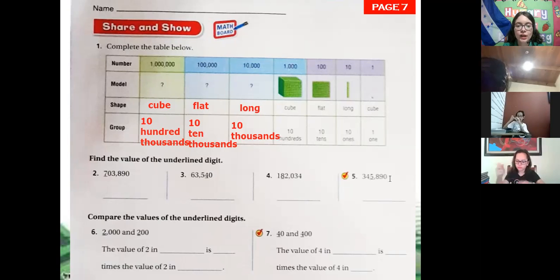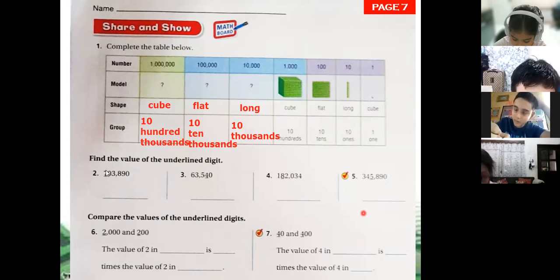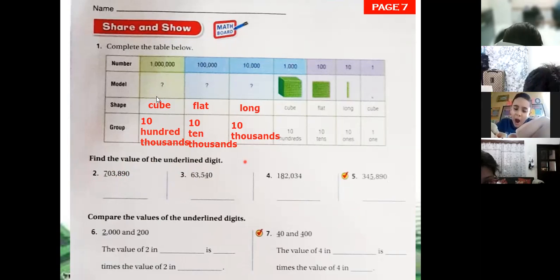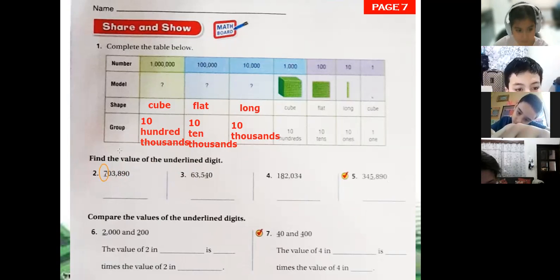Now we're going to find the value of the underlined digit. As you can notice, we have 703,890. But the underlined number is 7. Who can tell me what is the value of this number 7? I'm going to make a search here. What is the value of this number 7? According to the value chart. 1,000? Okay.